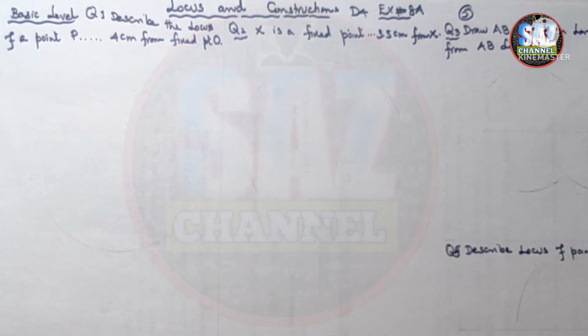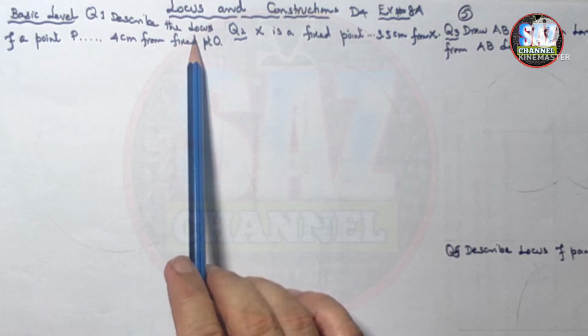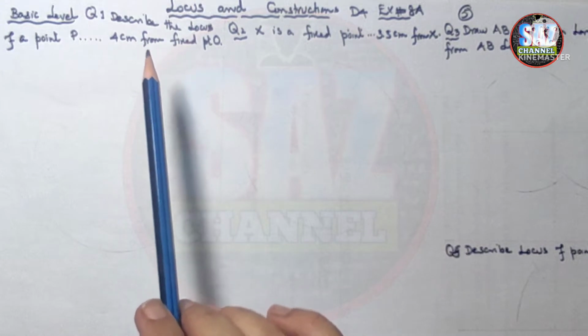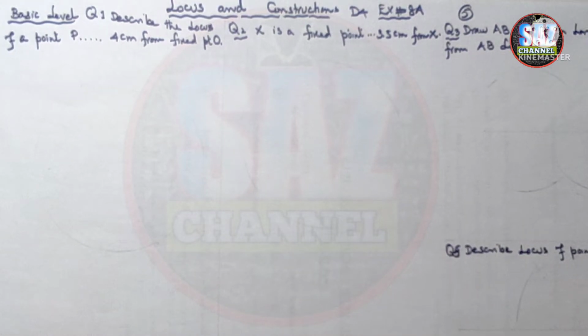Exercise 8a, the basic level question 1 says: describe the locus of the point P which moves in the plane such that it's always 4 centimeter from one fixed point. Now, recall what locus is always at a fixed distance from one fixed point, that is a circle. So, if this condition is clear to you, how will you find it out?